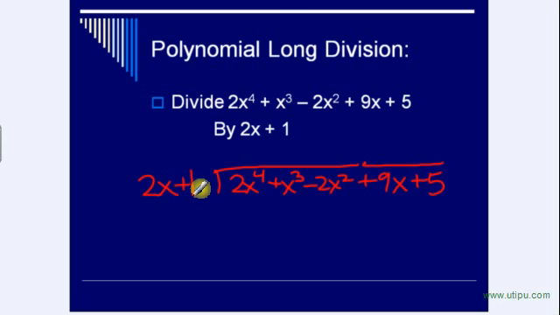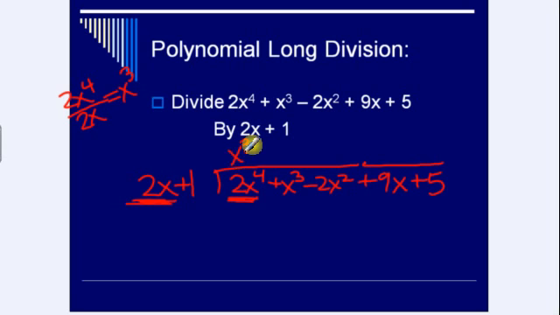I'm going to start out by looking at 2x goes into 2x to the 4th how many times? I can think of this as what would I have to multiply 2x by to equal 2x to the 4th? Or if I take 2x to the 4th divided by 2x, what does that equal? Well, that just equals x to the 3rd power. So that x to the 3rd power I will put up here.